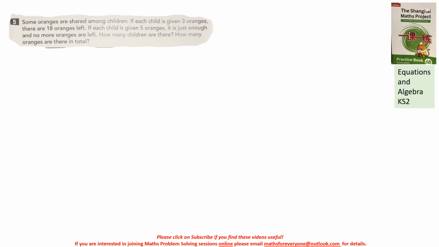So some oranges are shared among children. There are 2 things we don't know: we don't know the oranges, and we don't know the children. If each child is given 3 oranges, there are 18 oranges left. If each child is given 5 oranges, it is just enough, so that no more oranges are left.